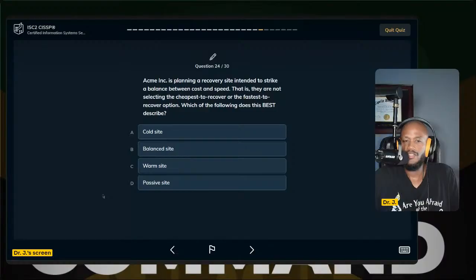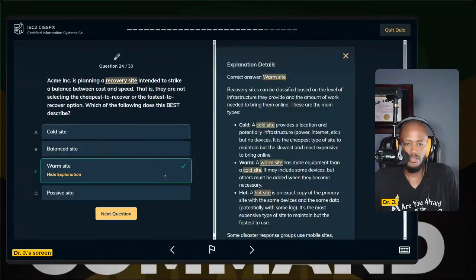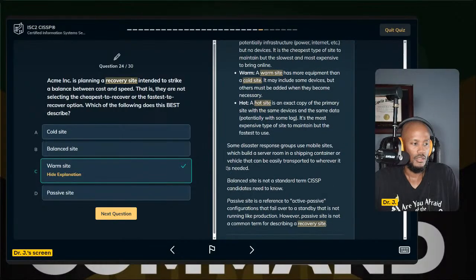I got thrown off with that last sentence. So cheapest to recover, they're not selecting that, so that'll be cold, or the fastest, that'll be hot. So that should be warm. And passive doesn't exist. Passive site is not a common term for describing a recovery site.